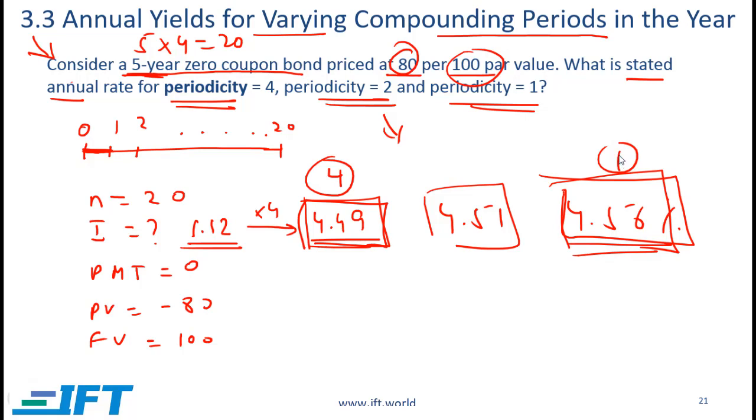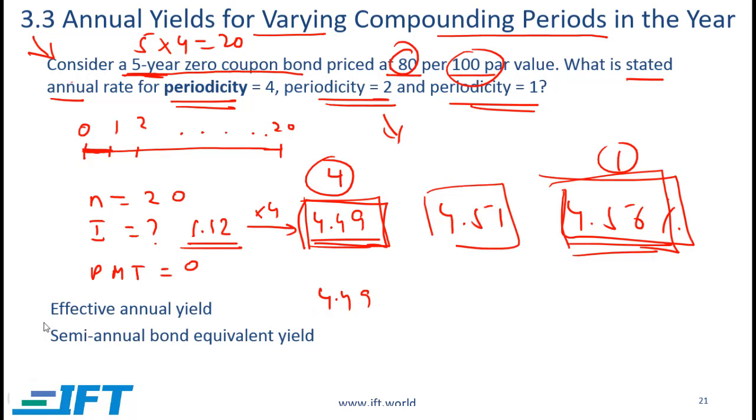Now if you get an exam question where you are told that there are two bonds, one has a periodicity of 4, the other has a periodicity of 1, and the stated annual return for both bonds is 4.49. Which one is better? And the answer obviously is the bond with a periodicity of 4, because there effectively you will be getting a higher return. We are assuming that all else is equal.